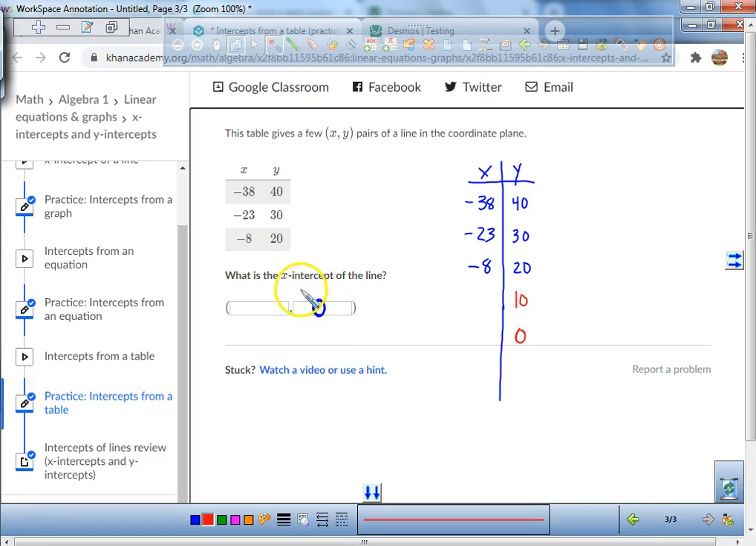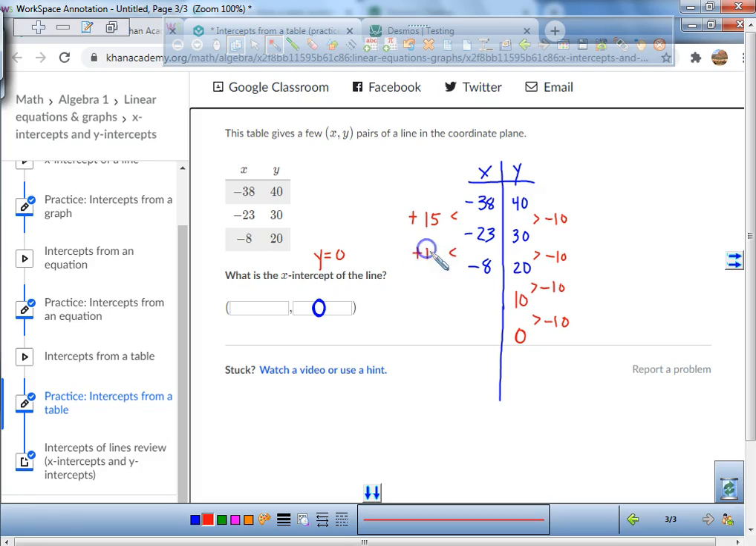If we're trying to find the x-intercept, what is your y value always equal to? It's always equal to a 0. So now we just got to figure out what's happening here. Because these are going down by 10s. That's the gap. What are these doing? They're going up. How much are they going up by? What's the gap between a negative 38 and a negative 23? It's going up by 15. Ooh, and what's the gap between a negative 23 and a negative 8?